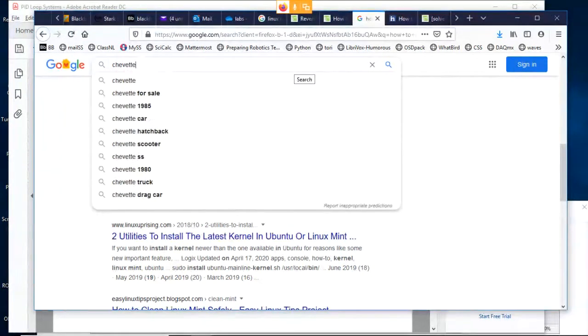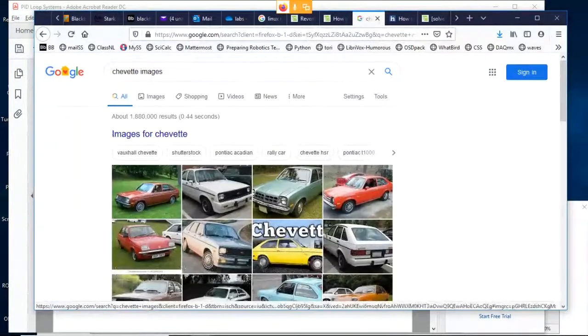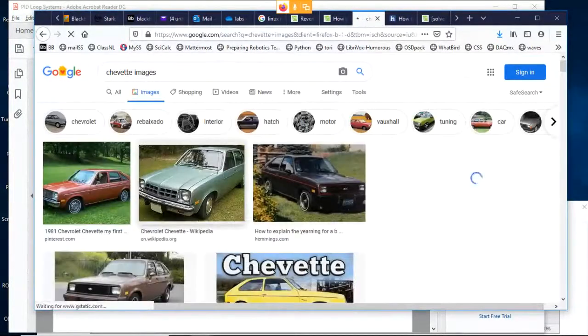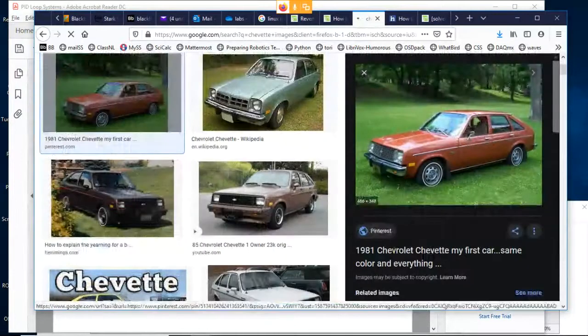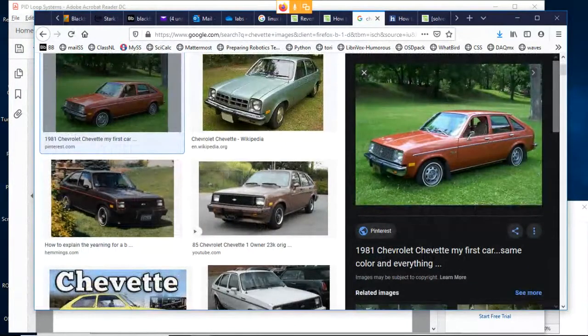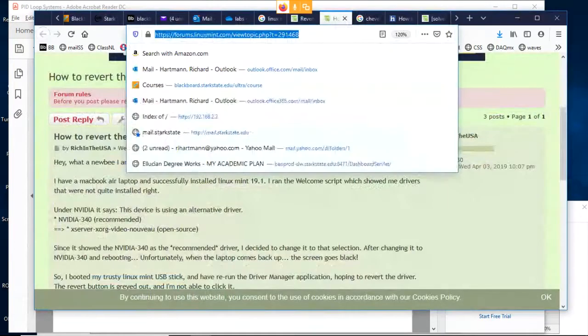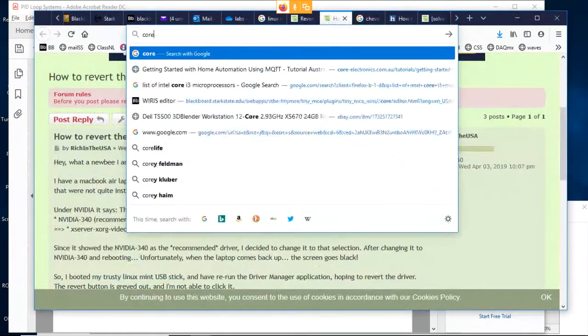Okay, so here's a 1985 Chevette. I just want an image of it. Okay, so here's this Chevette. Ron remembers the old Chevettes. Okay, so you've got this Chevette here, and then over here we've got a Corvette.